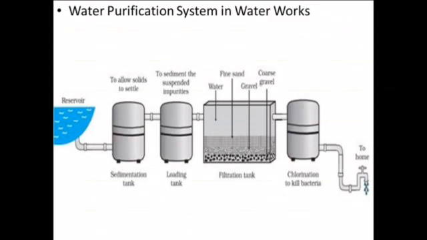Next topic is water purification system in waterworks. During the process of water purification, the water which comes to the filtration tank has impurities and suspended particles. The filtration tank has three layers: a fine sand layer at the top, a coarse sand layer in the middle, and gravel at the bottom.